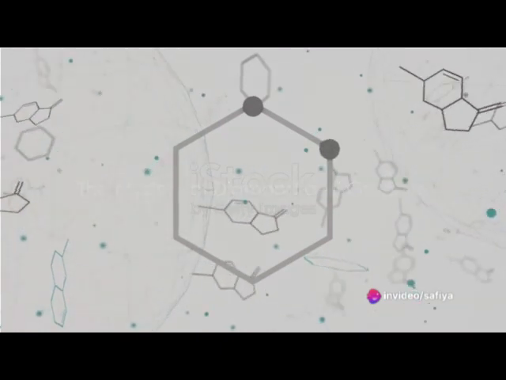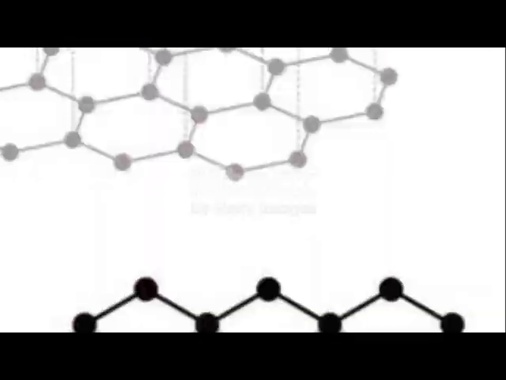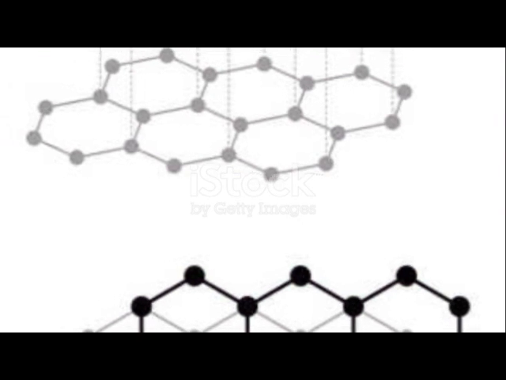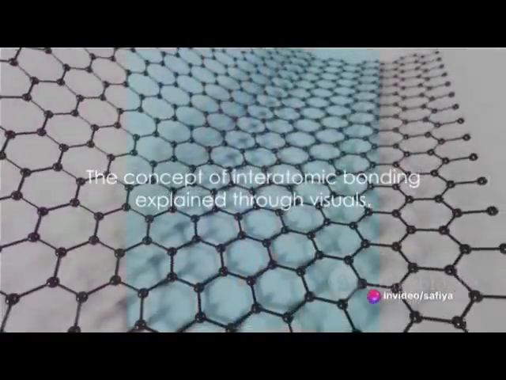Have you ever pondered the question of why diamond, an object of immense beauty and strength, is the hardest known material, while graphite, used in your everyday pencil, is relatively soft? Both are made entirely of carbon, so what makes them so different? Well, the answer lies in something known as interatomic bonding.